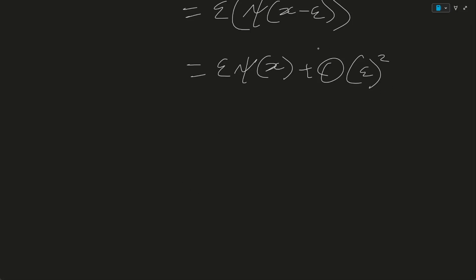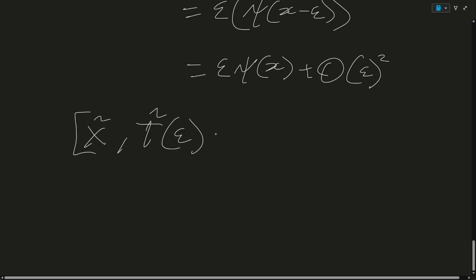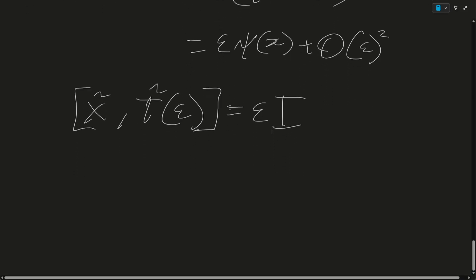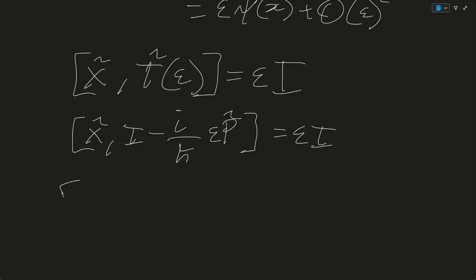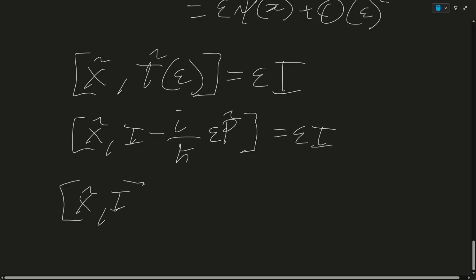Now this holds for any arbitrary psi, so we can get rid of that and call it an identity, and so we end up with the commutator of x hat and T hat of epsilon being equal to epsilon I. Useful that is, because, well, we have an expression for this in terms of p, and so we can plug things in. Let's actually, so x hat, I minus i over h bar epsilon times our momentum, is equal to epsilon I. Well, that's an easy one to compute, because that's 0.